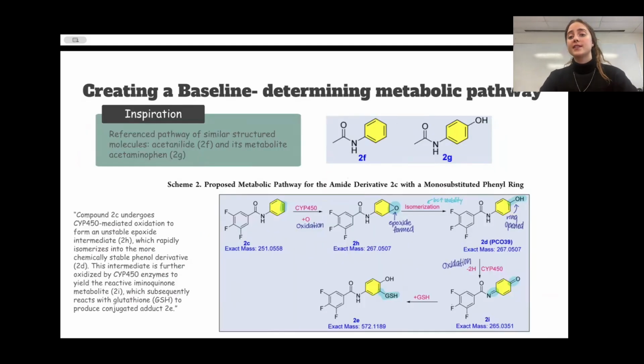Since they knew a reactive intermediate was there, they wanted to estimate how it was coming into being. So they used an anilide, which has a similar structure to 2C with that phenyl group, as a baseline because it had already established a metabolic pathway. They hypothesized that 2C would go through oxidation with the enzyme into an epoxide, which would be isomerized into a ring open form, and then further oxidized with the removal of two hydrogens into 2I here, which would be the reactive intermediate, as GSH was then added after.